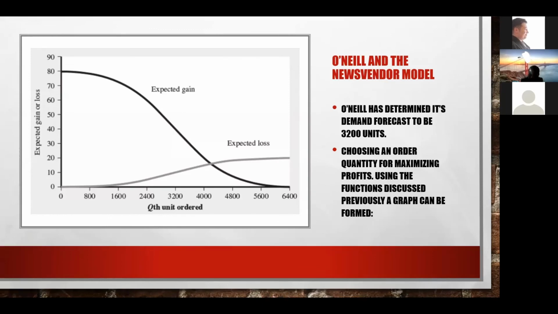All right, so O'Neill determined that demand will be 3,200 units, choosing an order quantity for maximizing profits. Using the functions discussed previously, a graph can be formed. So basically, the functions that were discussed earlier in the slides for the newsvendor model can be applied to this. If you look at it, it makes sense because you start off with the probability for the first unit being sold. It's a high probability that it will be sold based on previous demand, which shows our expected gain right here of $80 and expected loss of 0. But as you go on, eventually the expected gain begins to taper off and the expected loss begins to come up. And it forms this graph. So that's how the newsvendor model can be used. Next slide, please.